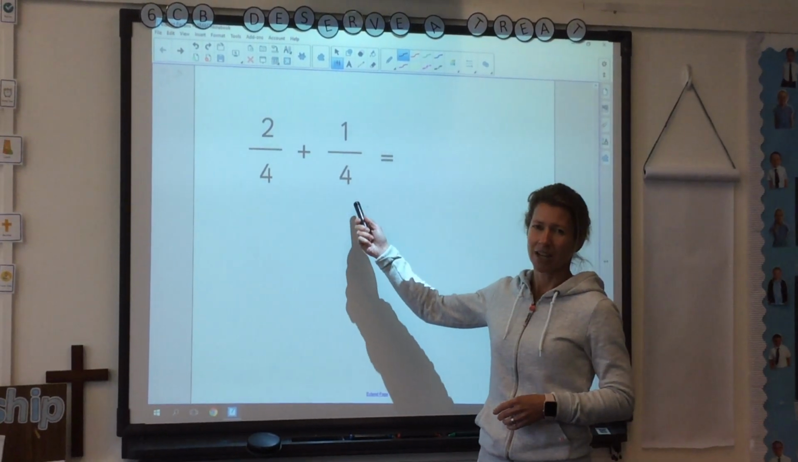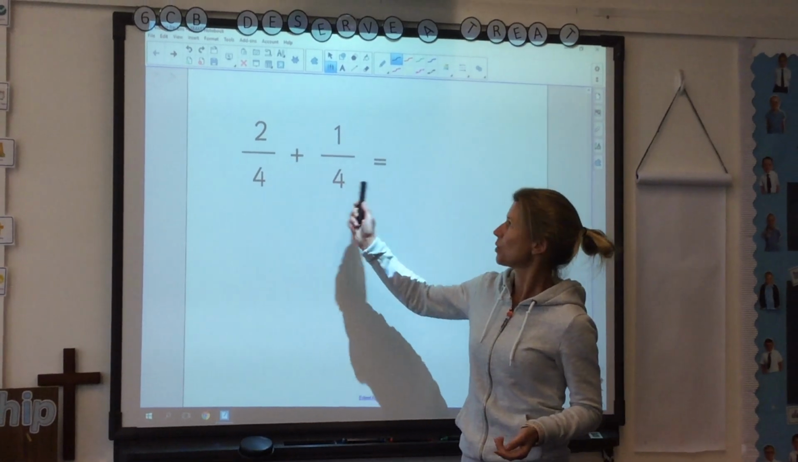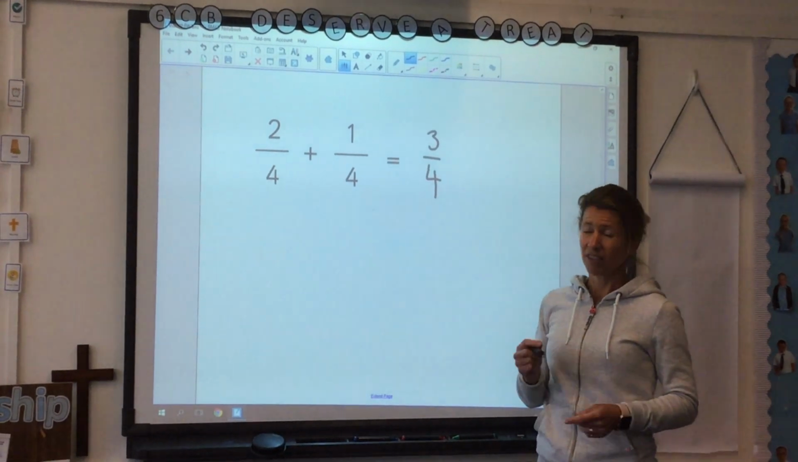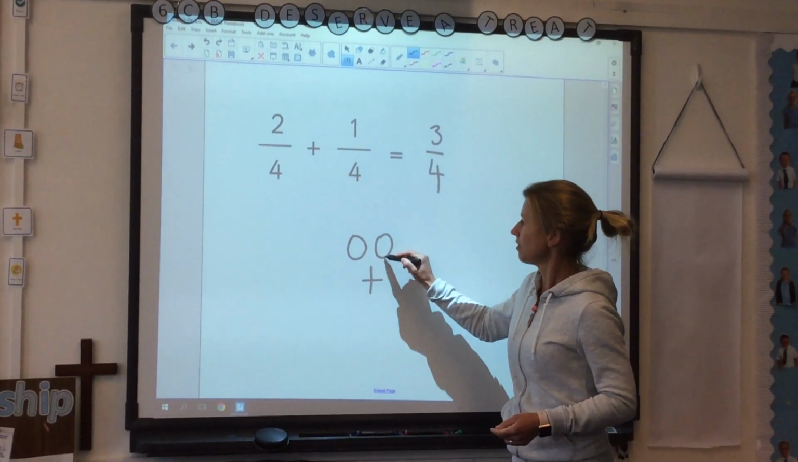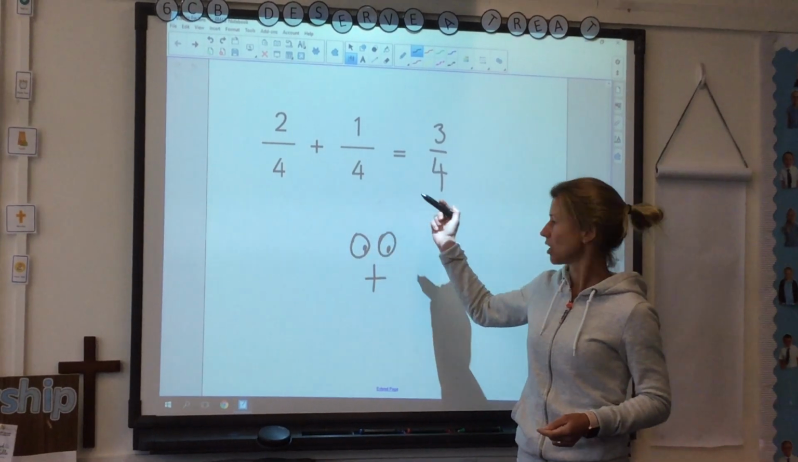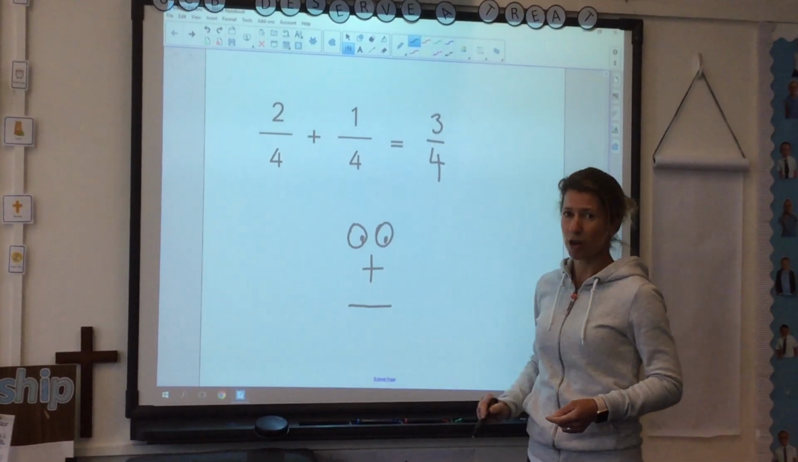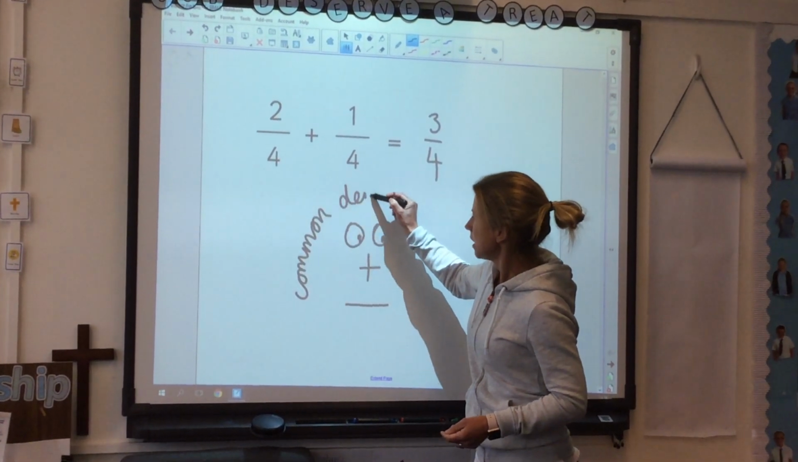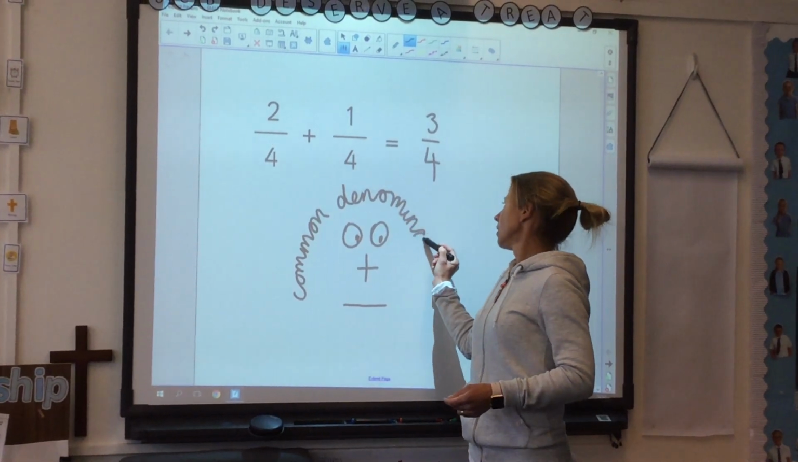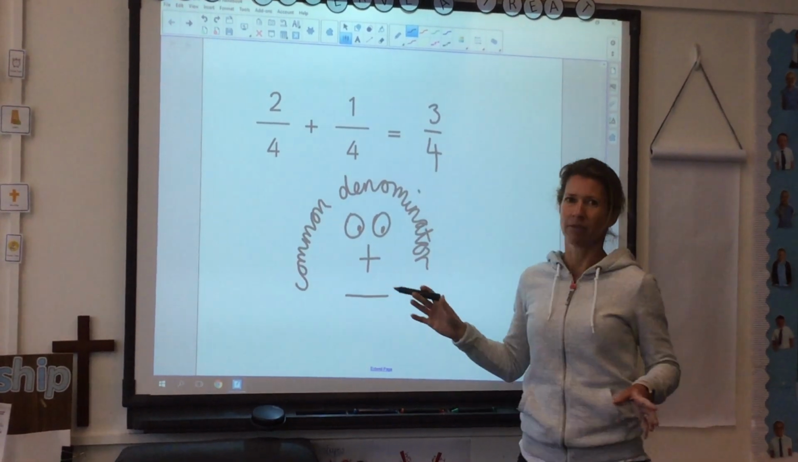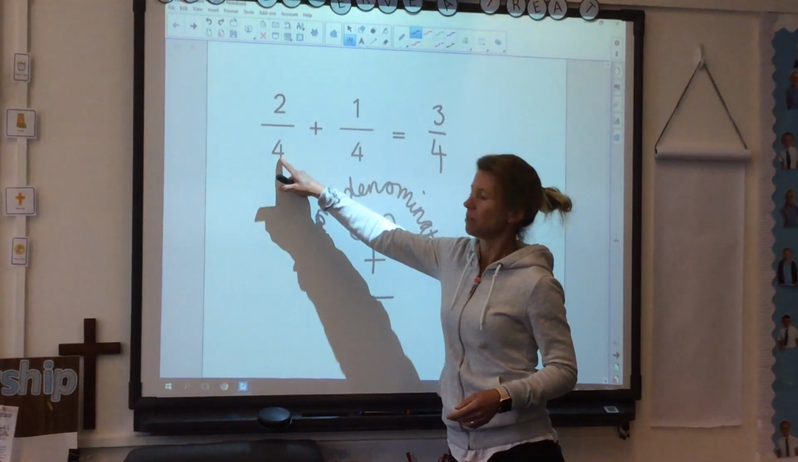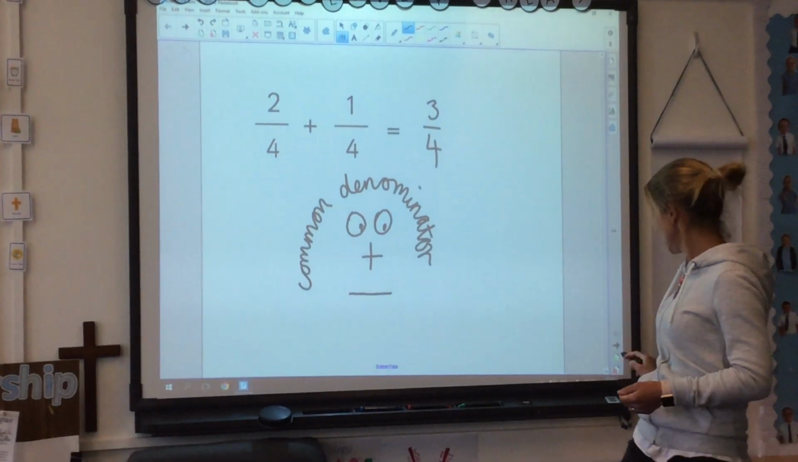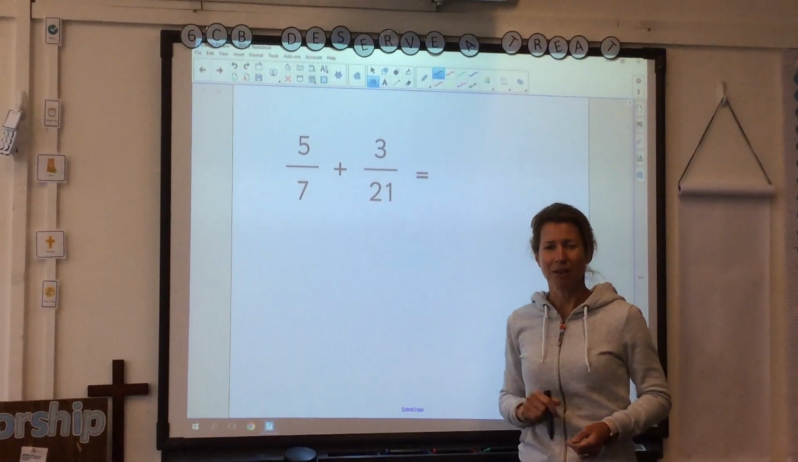So first question, I think you'll get this straight away. 2 quarters add 1 quarter. Well, you're all going to know straight away it's 3 quarters. Now the thing that you've got to remember is that in any fraction calculation, if you can see an addition or a subtraction, you've got to make sure that you find the common denominator. And there's just a little bit of visual to help you to remember. This bottom number, the denominator, needs to be the same before you even start to do the addition or the subtraction. Pause the video, have a go at this one.